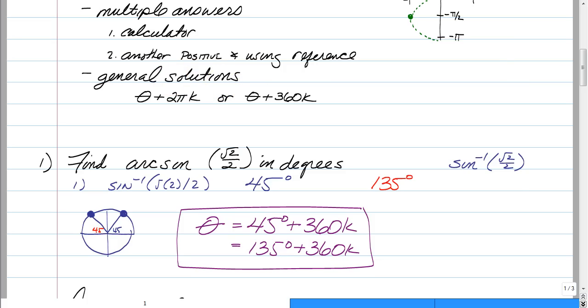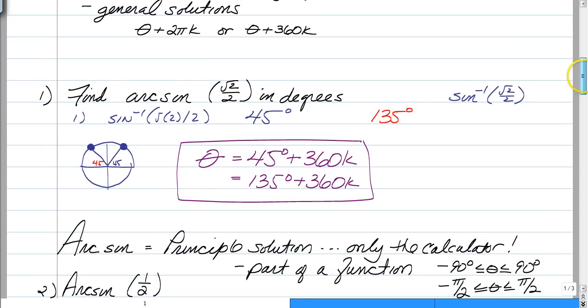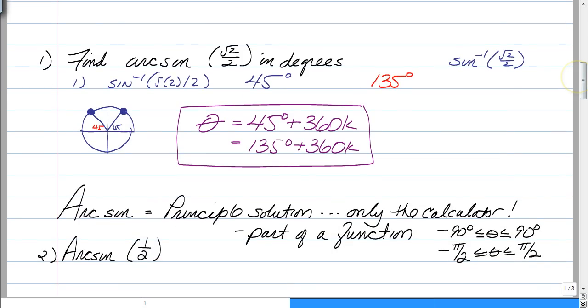Okay? Now, very similar, but easier actually, is arc sine with a capital letter, also known as capital sine to the negative 1. When you have a capital letter, it is only asking for the principal solution, just your calculator answer. And that's because we're going to make this sine a function.